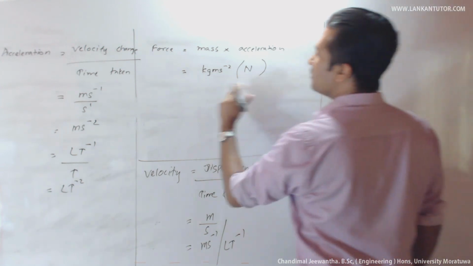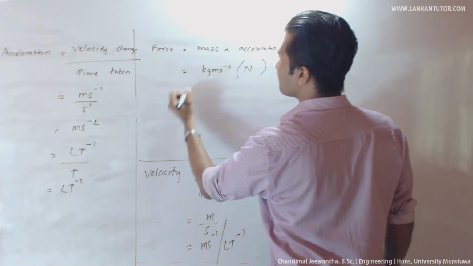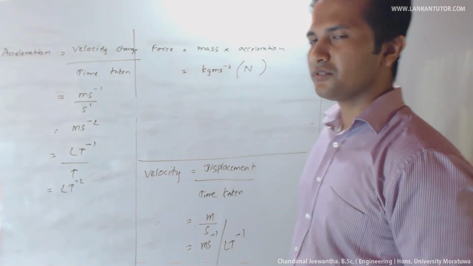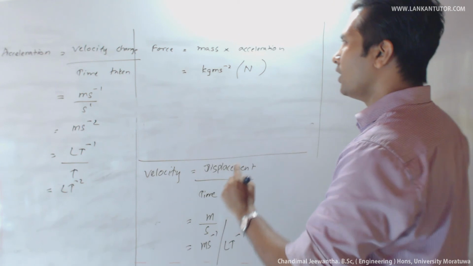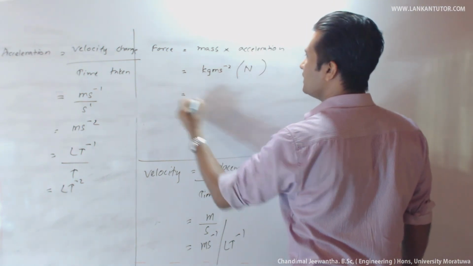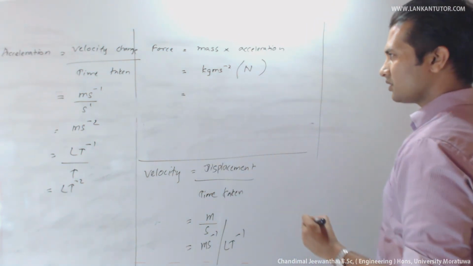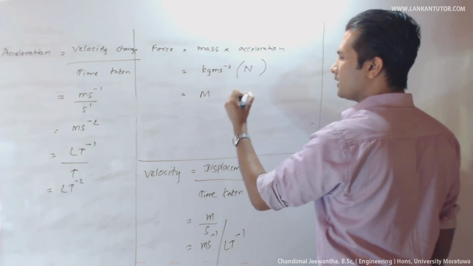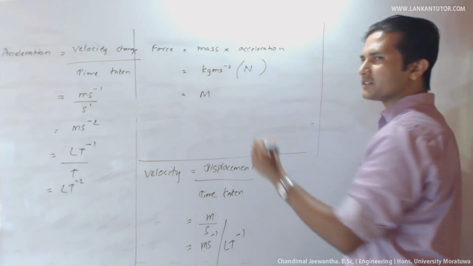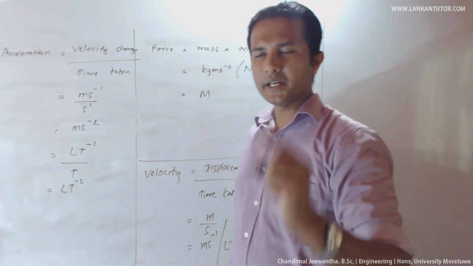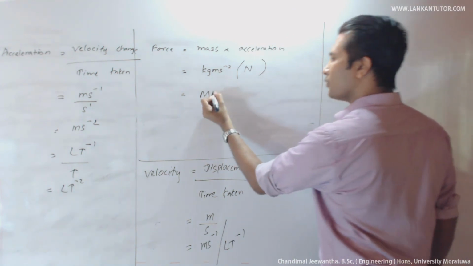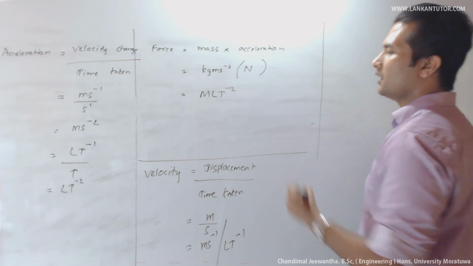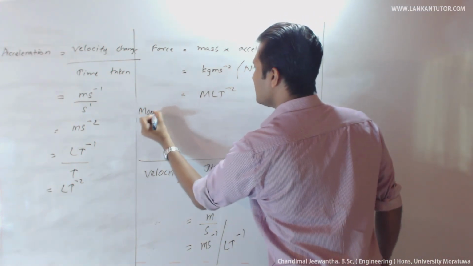Let's move on to the dimension of the force. How would you take the dimension of force? We can follow the same procedure. In order to get the dimension of force, the dimension of mass is capital M, then the dimension of acceleration, that is LT minus 2. Therefore, it becomes MLT minus 2. Let's move on to momentum as well.